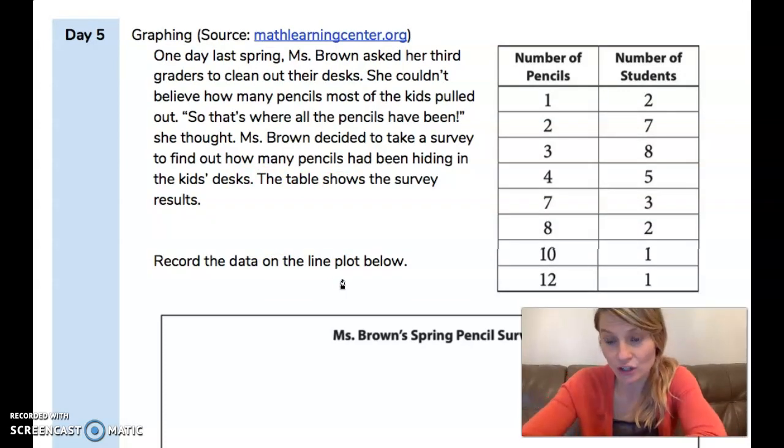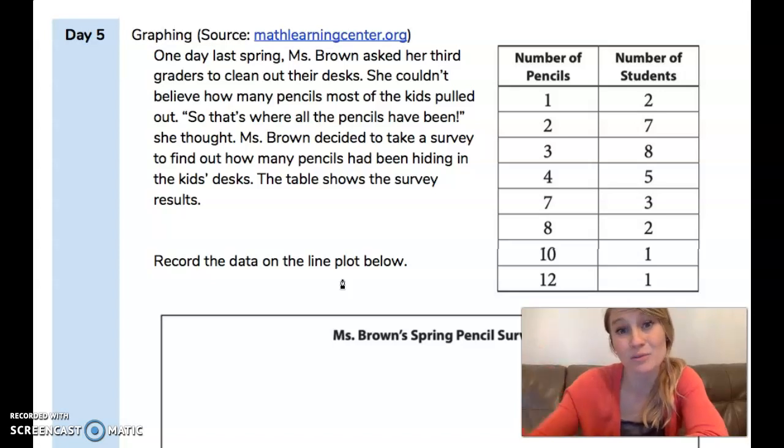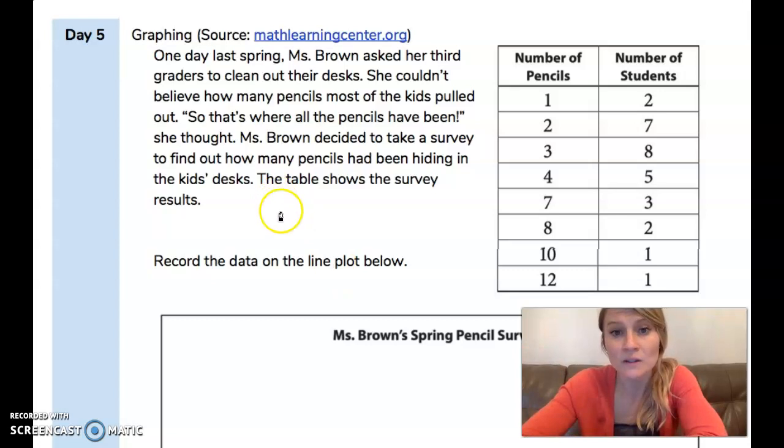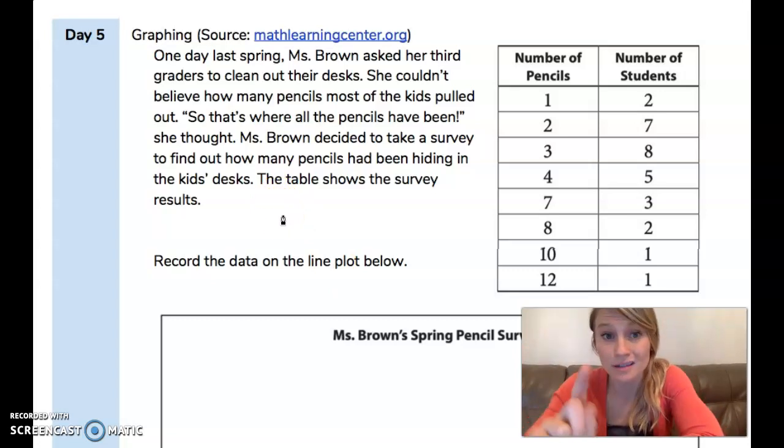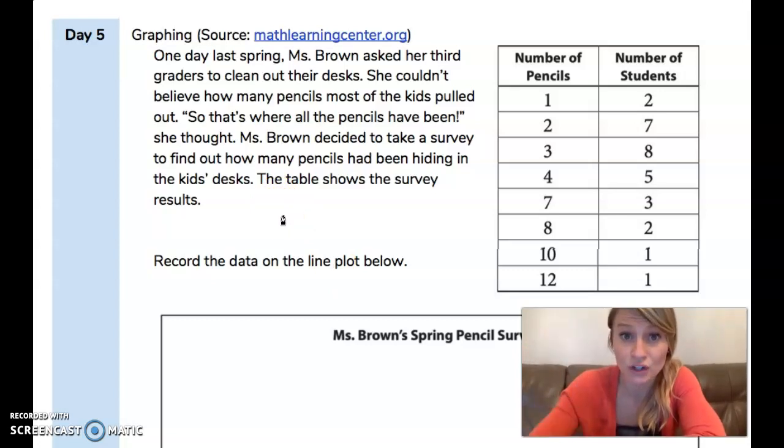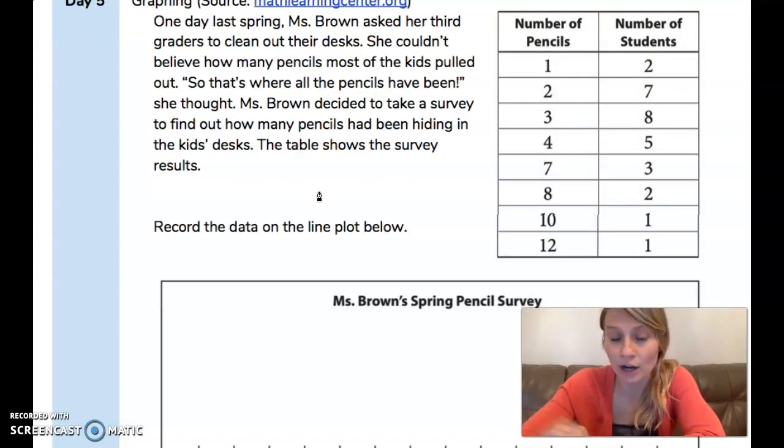So this is actually one of our Eureka math lessons, or one of our sections that we would have been doing if we were together. That's why it's so important you guys get on Zearn, because this is exactly what you're doing on Zearn if you're staying up to date on it. You're creating a line plot or a graph. So here's how we do this.